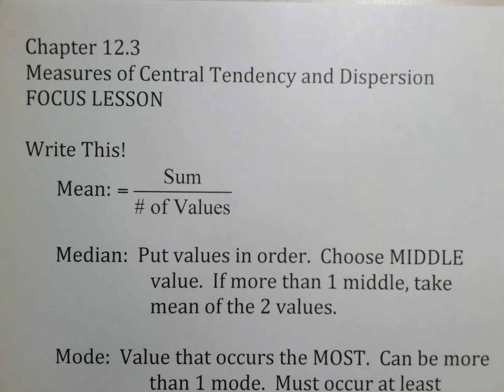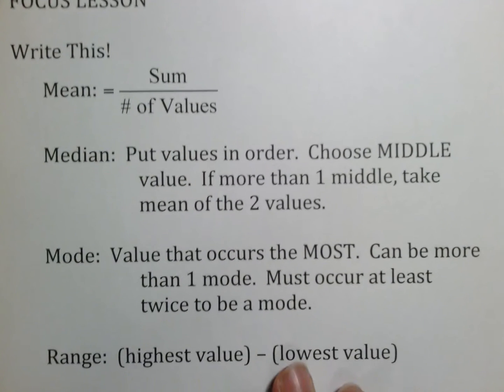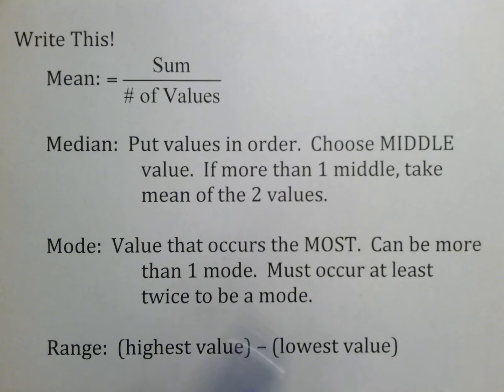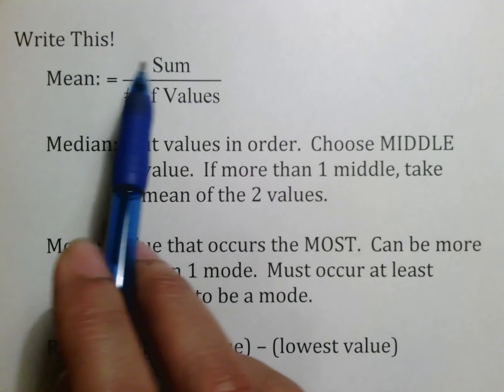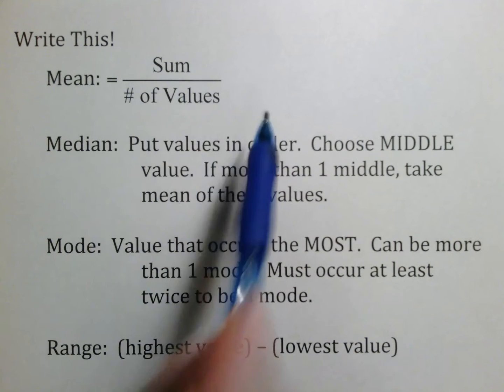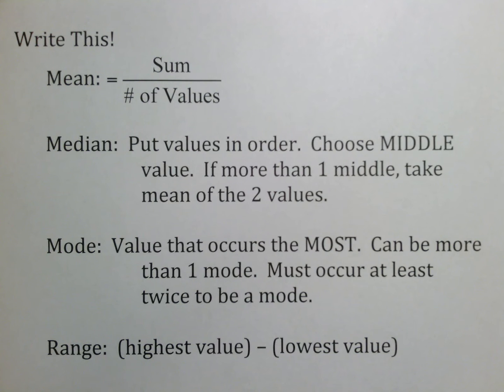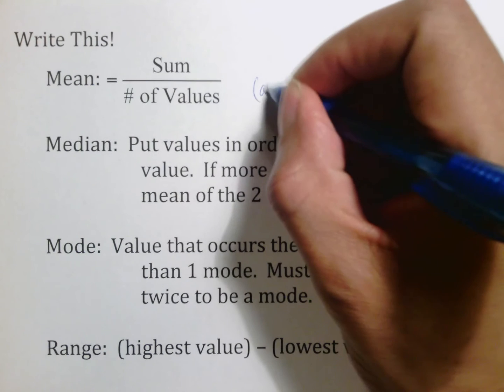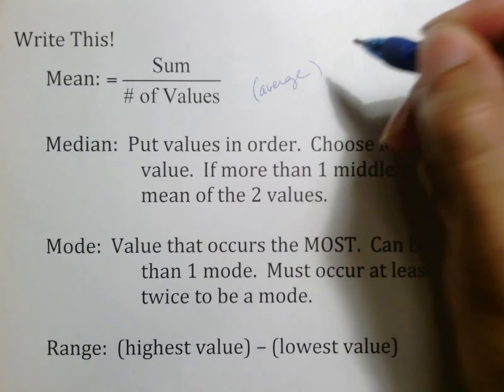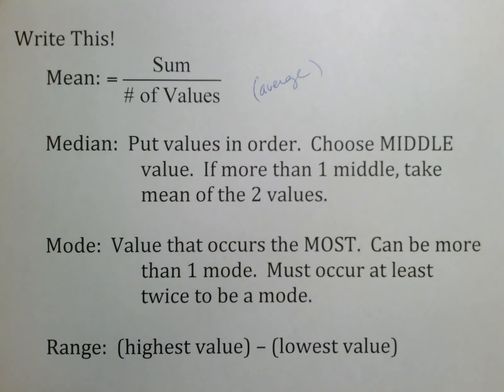So write this down for yourself real fast, so you have the notes on what everything is. Mean is where you add up all the numbers and divide by how many numbers you added up. It's what we usually call average. It's the official term for what we usually call average.